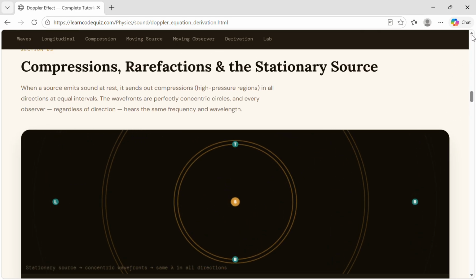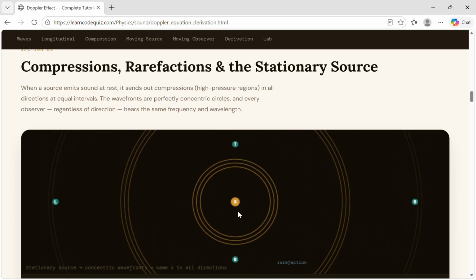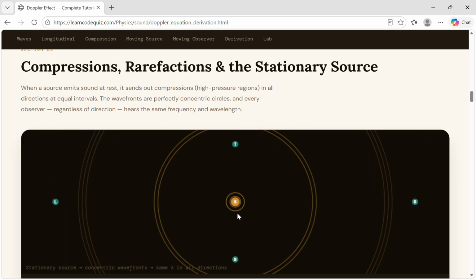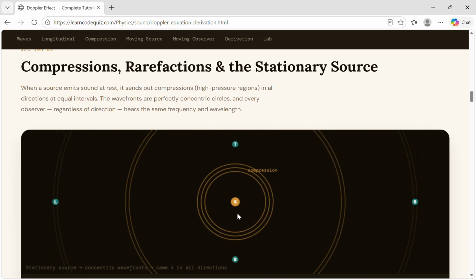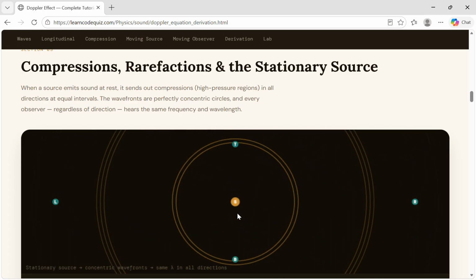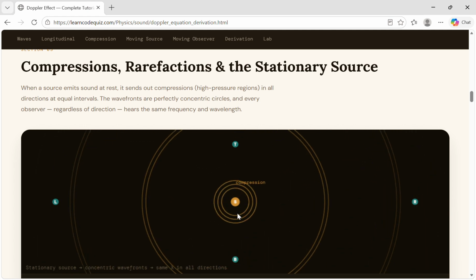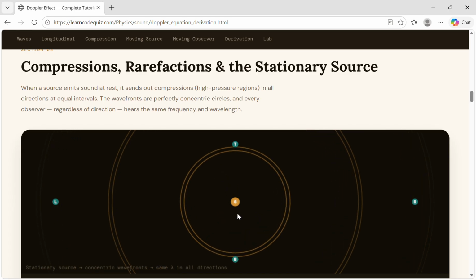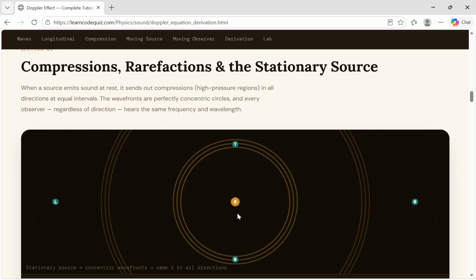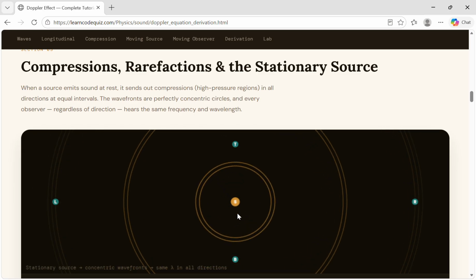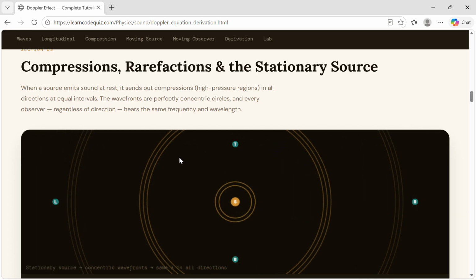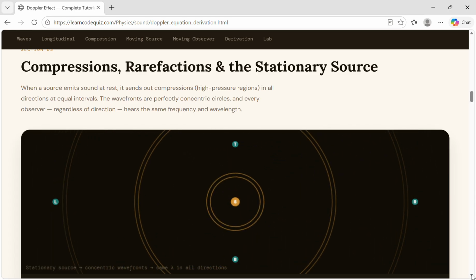Now we look at these two ideas, compression and rarefaction. As I was saying before, there is a source which is generating a sound. For example, you are speaking, right? You are generating a sound. And there's an observer or listener who is listening to the sound. When you speak, you compress the air molecules between you and the observer, or you rarefy the air molecules. Compression and rarefaction are both possible.